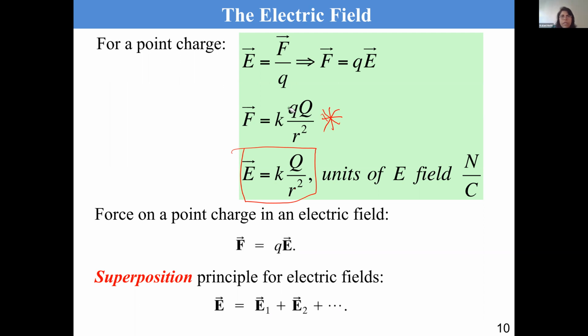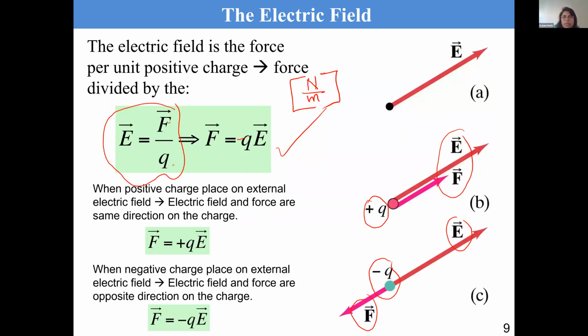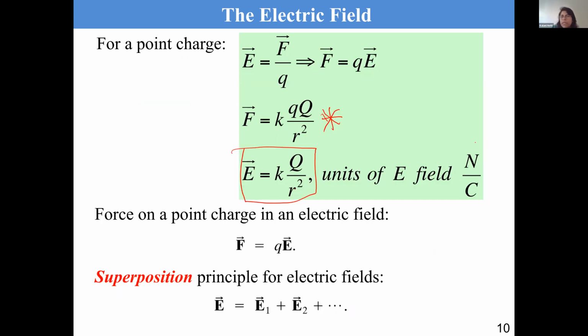Okay, I know that I made a mistake here, it's not meters, it is Coulomb. So sorry for that. I was thinking about divide by distance. The unit is newtons per Coulomb, not newtons per meter. Okay, so now I have the units here.